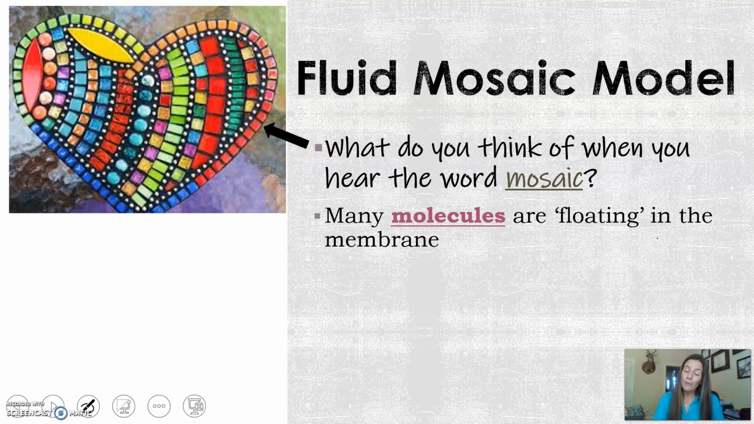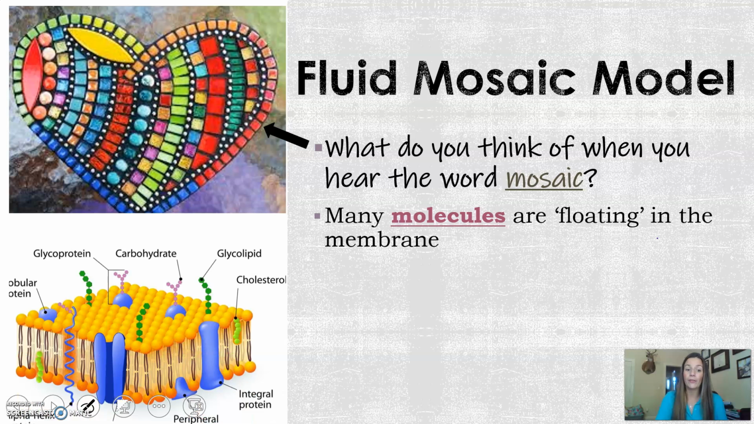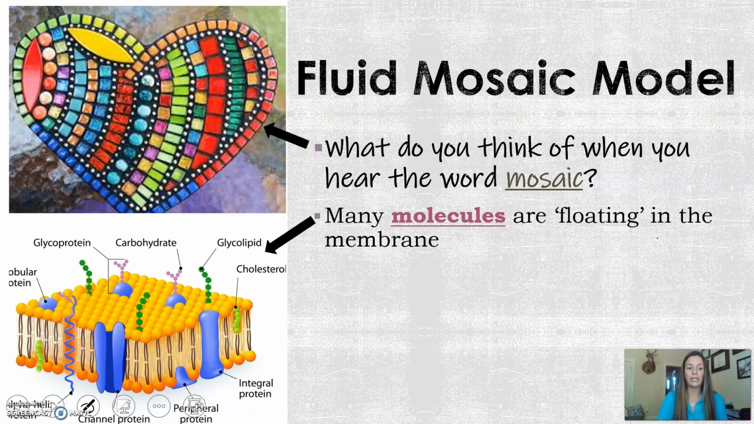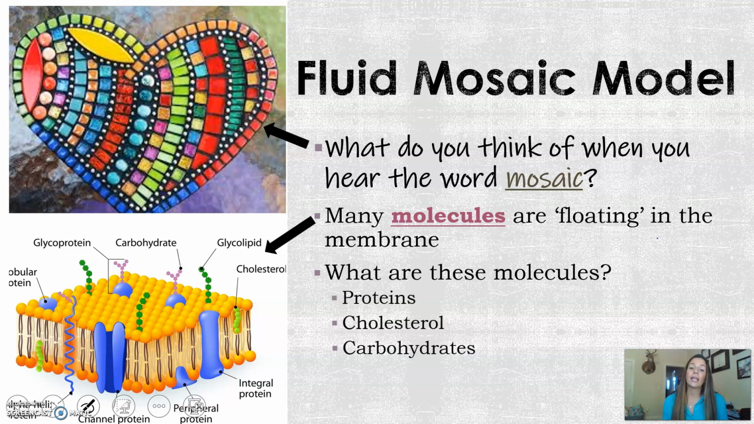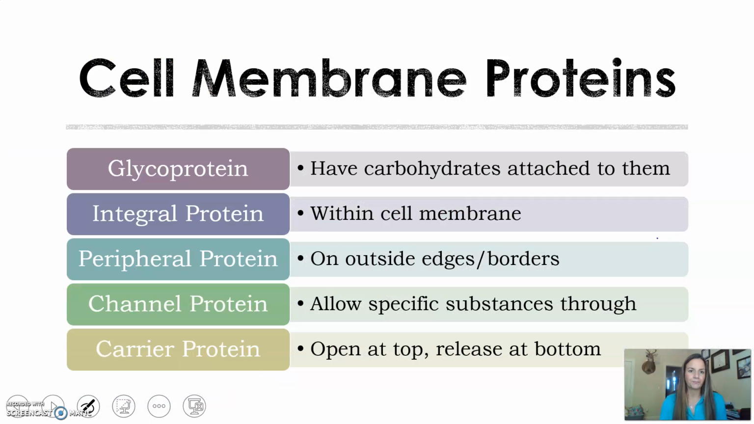Well, in the cell membrane, there are many different molecules that are floating throughout this membrane, which you see in this picture here. So the membrane is all the yellow, that's the heads, and then the tails are in the middle. But then you see all these different blue structures and green and purple. So those are those molecules. And what are they? They're things like proteins, cholesterol, and carbohydrates.